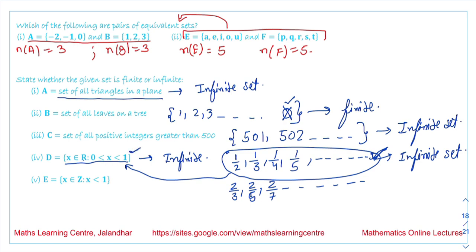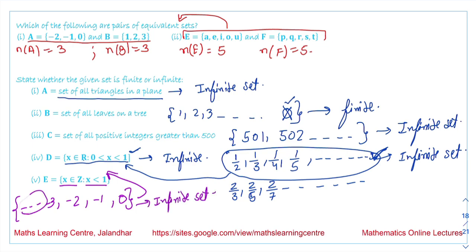Next is E is equal to x belongs to Z and x is less than 1. All the integers less than 1 are 0, minus 1, minus 2, minus 3, and so on. So this set is also an infinite set. There are infinite elements, we cannot count the number of elements in this set. So this set is an infinite set.